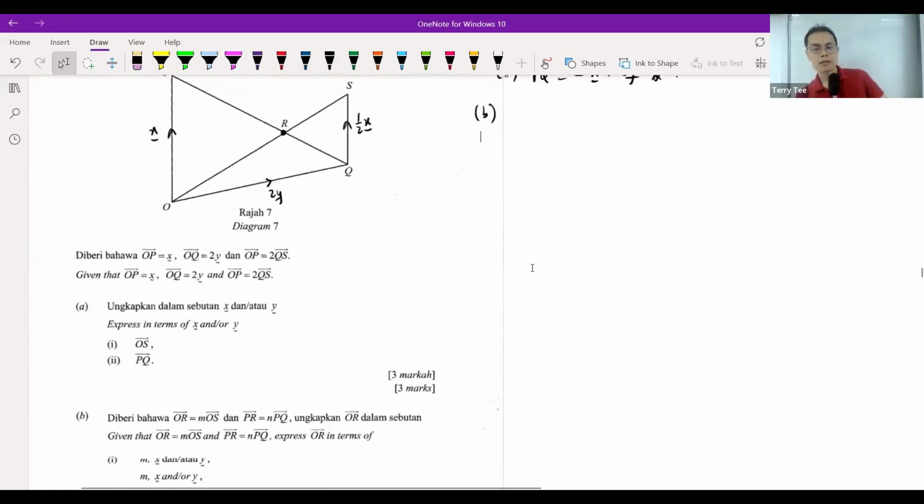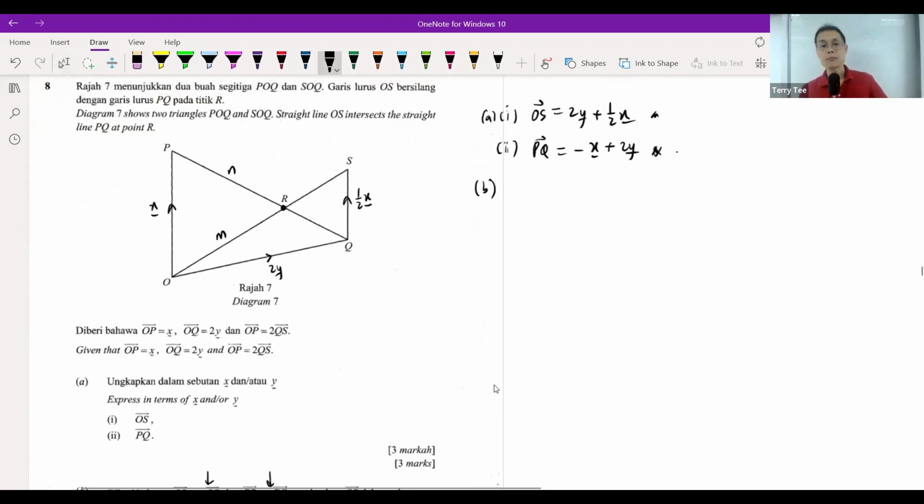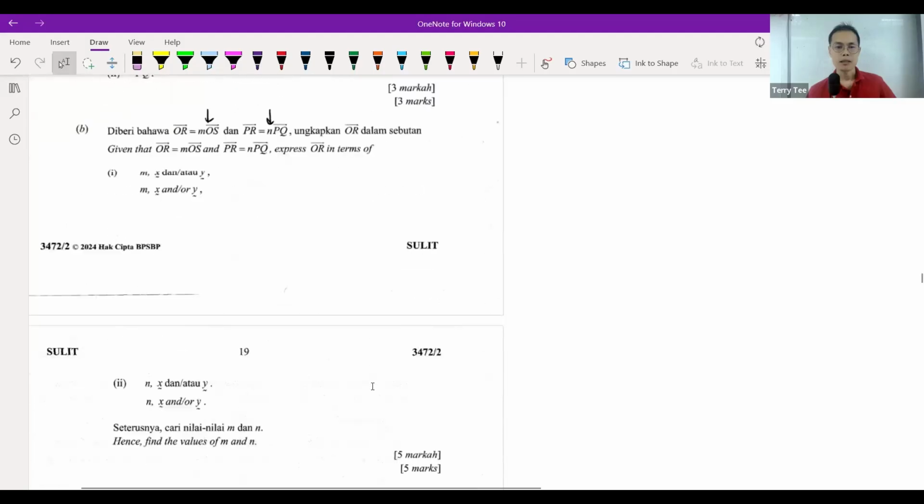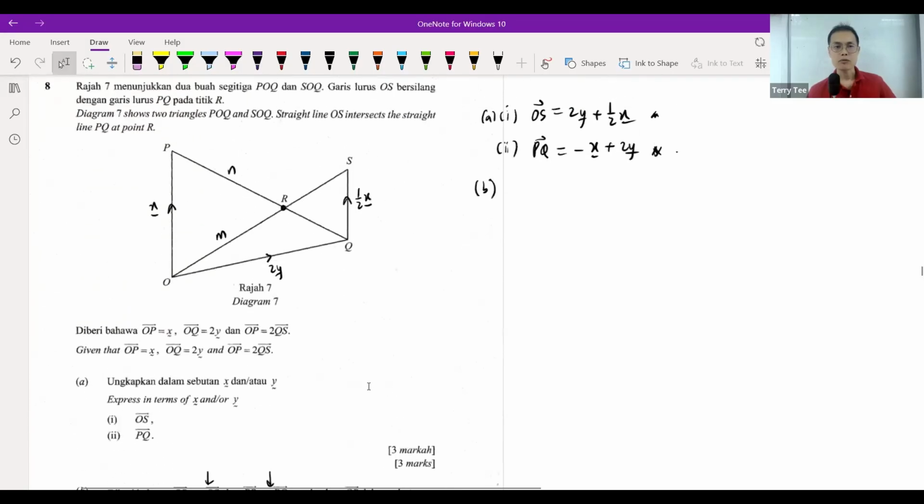You're given that OR is M OS. So let me label here OR is M OS. That means M is a fraction, a number less than 1. So for example, OR can be 2 over 3 of OS. Yeah, it's shorter, right? And PR is N PQ, so this is N. Same thing. PR is a fraction of PQ. So you're supposed to express OR in terms of M and then in terms of N. So yeah, we find two versions of OR.